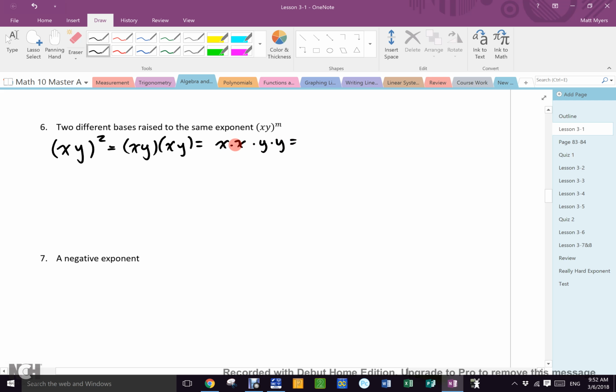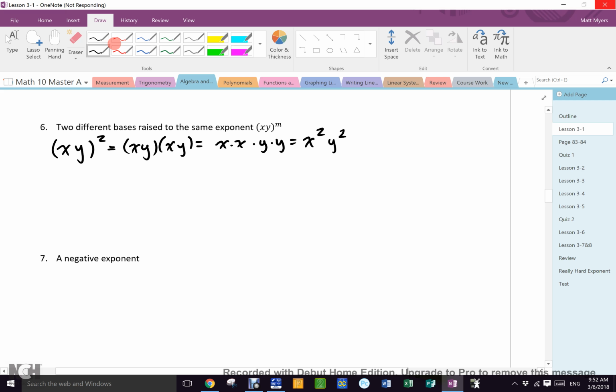Since x's are the same base, what do we do with the exponents? Add them. And since y's are the same base, what do we do with the exponents? Add them. Are x and y the same base? No. So can I do anything with these exponents? Yes or no? No, because they're different bases. So the rule, when it shows up, is just like the fraction one. The exponent has to go everywhere inside.